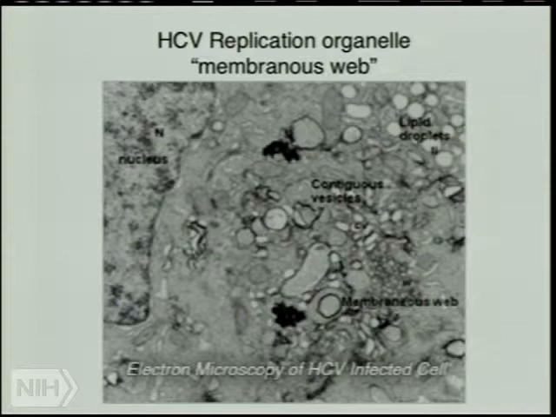These are actually attached to the ER. So it's an outgrowth of the ER, sort of a specialized outgrowth of the ER, on which you have all the hepatitis C replication machinery, including the polymerase, the NS5B polymerase, the NS5A replication complex protein, the protease, and so forth. They're all within this membranous web. And the genome of HCV gets replicated on this membranous web.